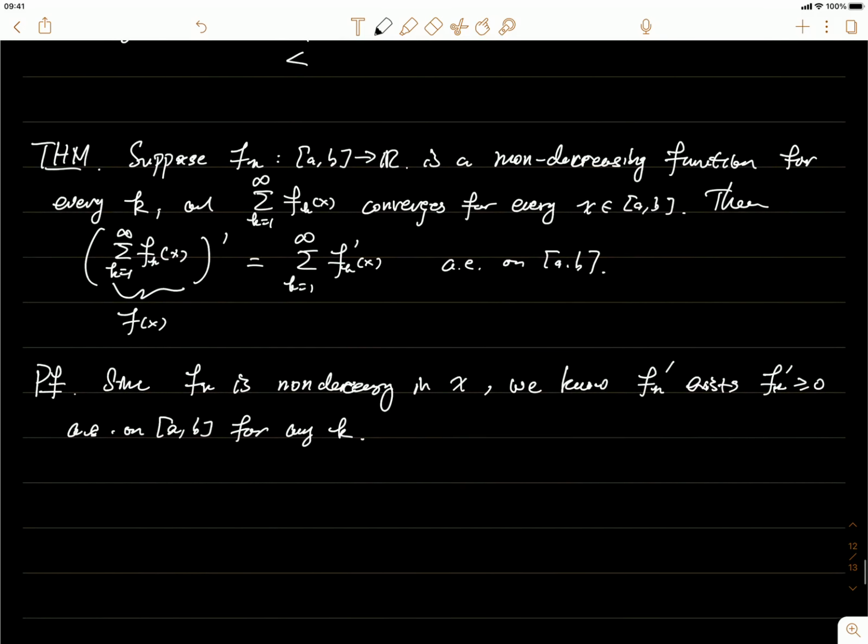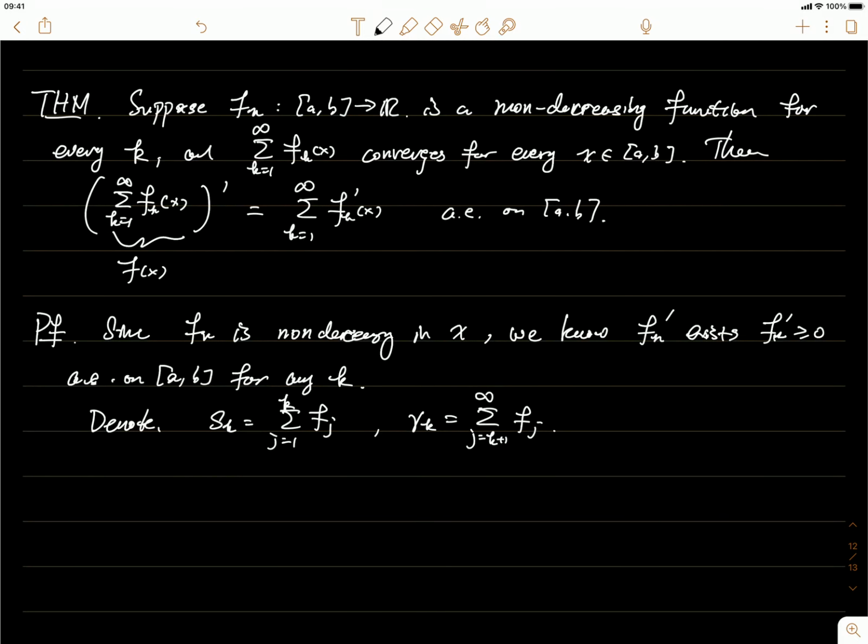Okay, so we know that, and then we denote this s_k to be the partial sum of the f_j, so it's the sum of f_j for j from 1 to k. And then the remainder we call r_k, which is the sum of the others, f_j from k+1 to positive infinity. Then the f we had earlier, f(x), is just equal to s_k(x) plus r_k(x). Okay, so we know that.